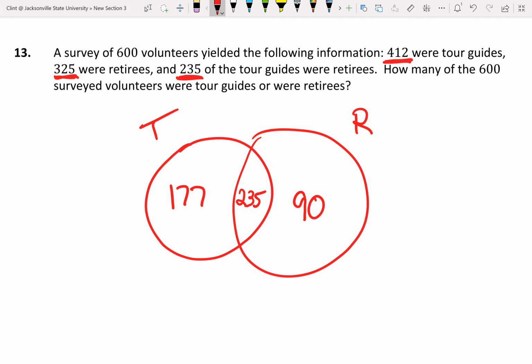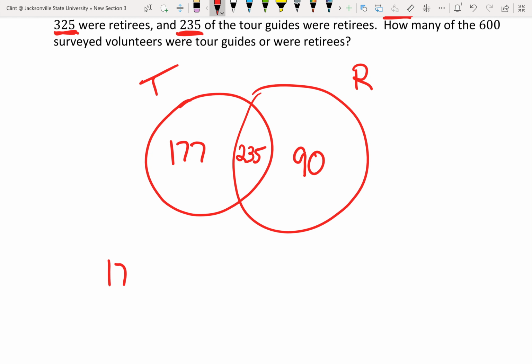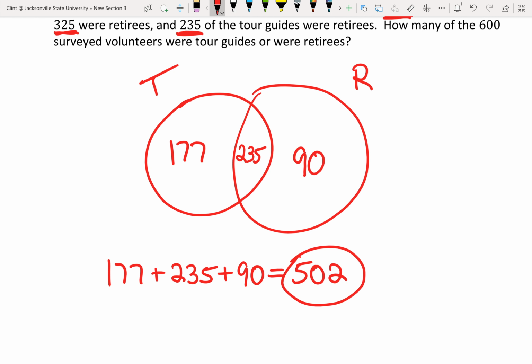So the question says, how many of the 600 survey volunteers were tour guides or were retirees? Well, since we've got our Venn diagram, it's easy. We just do 177 plus 235 plus 90. How many do we get there? We get 502. And so some of the people in the survey were neither one. So we have 502 that were one or the other or both. Okay.